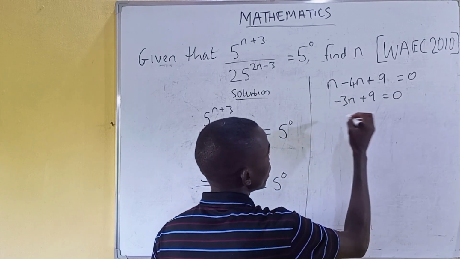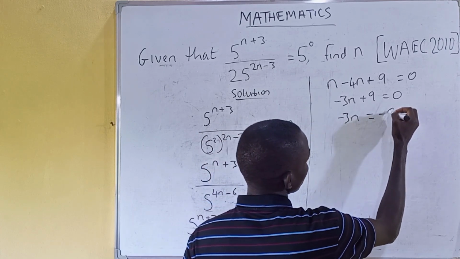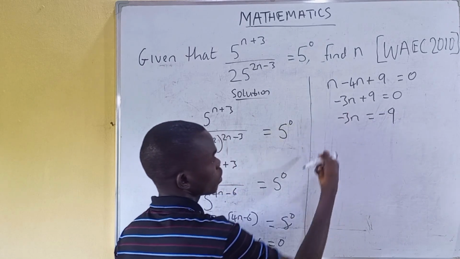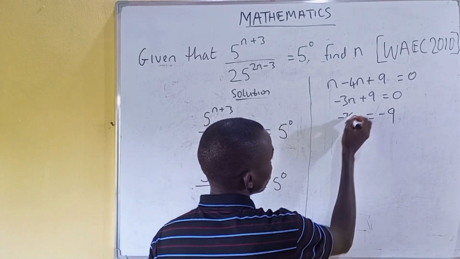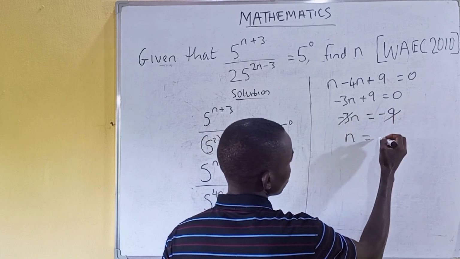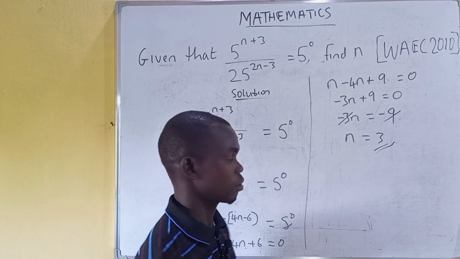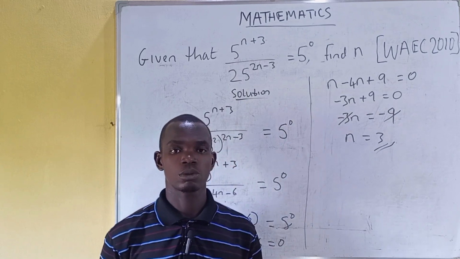Move this 9 to the other side, now it will be minus 3n equals minus 9. So we divide both sides by minus 3. Minus 3 here, now we have n equals minus 9 over minus 3, which is 3. Our answer to this question is now n equals 3.